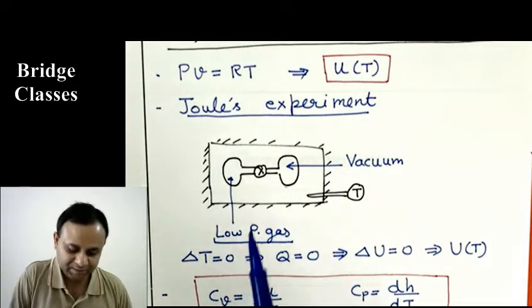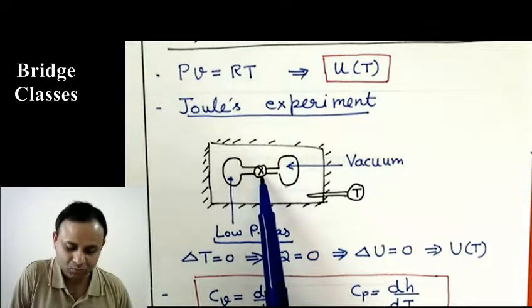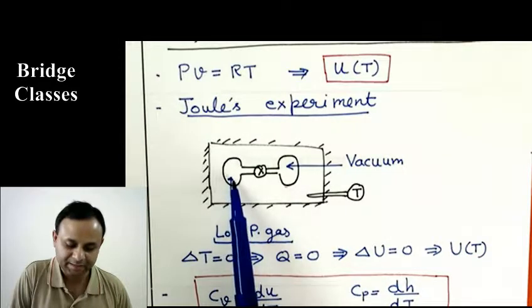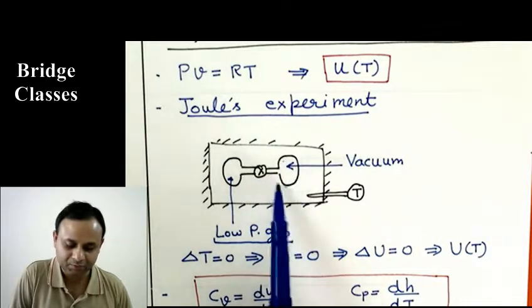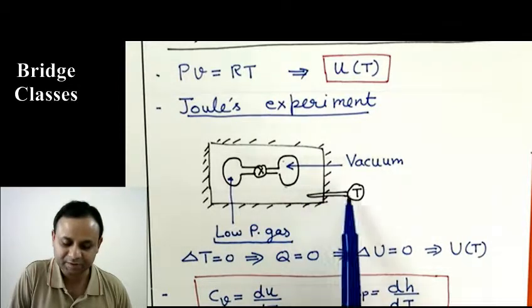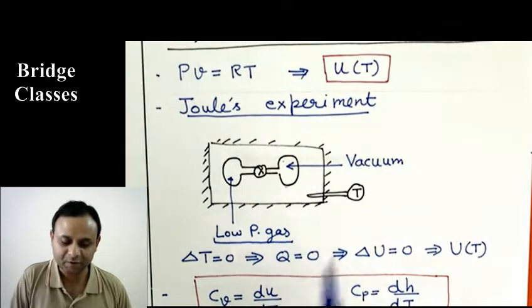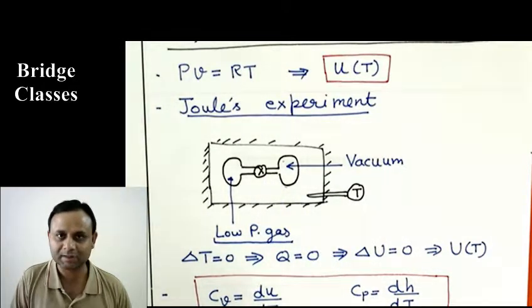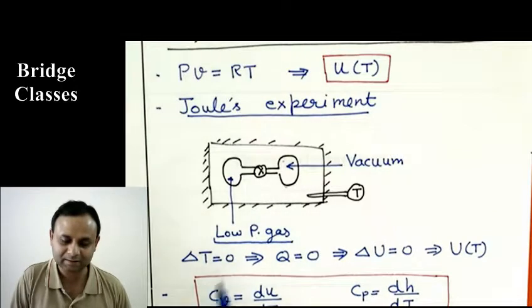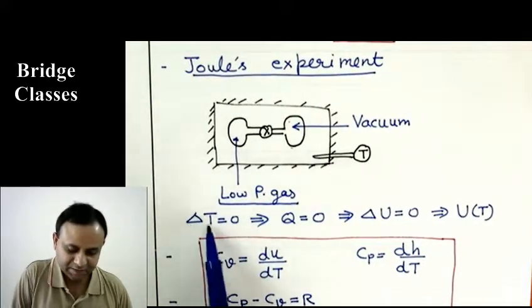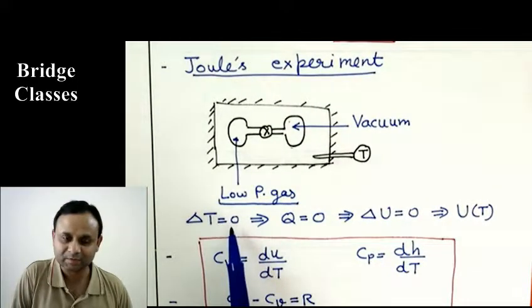So the experiment was, when this valve was opened, because the other side is vacuum, this gas is going to expand and fill both the bulbs, and he looked at what happens to the temperature. He found that there is no change in the temperature when this valve is opened. So based on that, let us see how you can argue that U is a function of temperature only. The observation was that the change in temperature is 0.